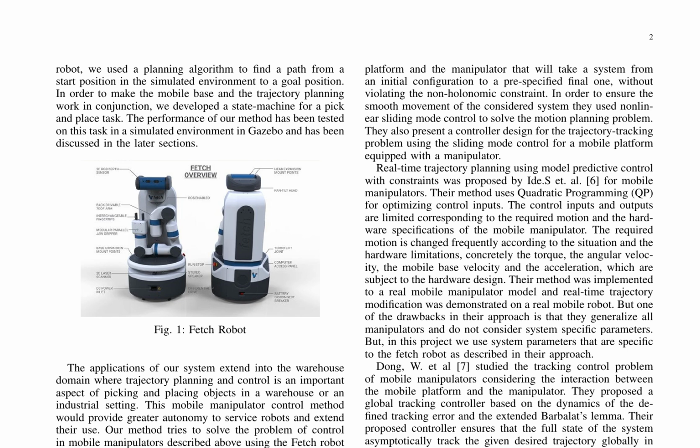The significance of this approach lies in its potential to enhance trajectory planning and control in warehouse domains, where picking and placing objects efficiently is crucial. Moreover, the methodology can extend the autonomy of service robots, enabling them to perform complex tasks with greater precision.